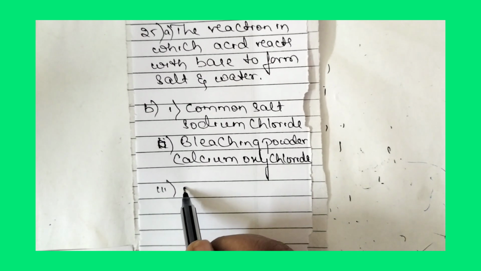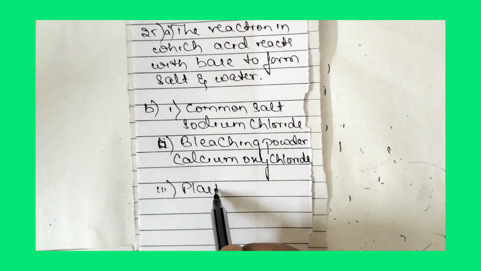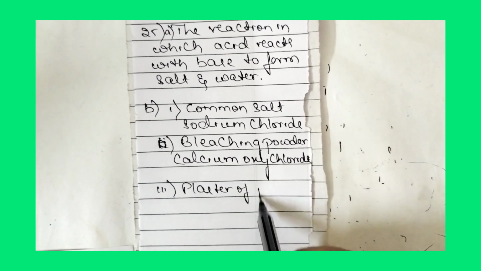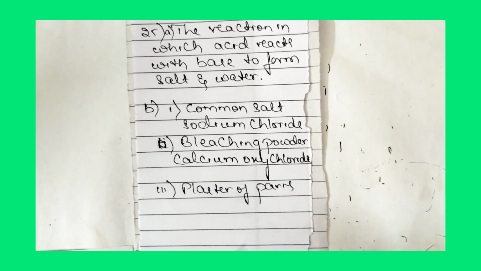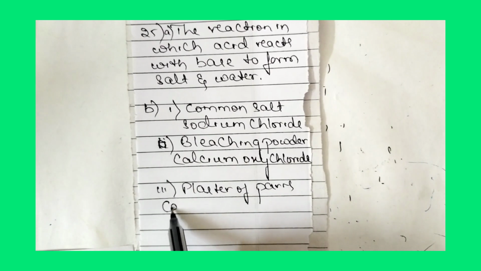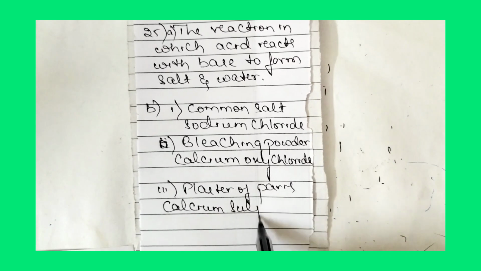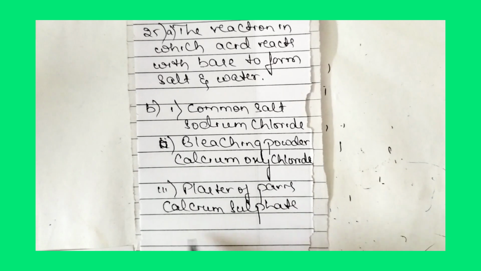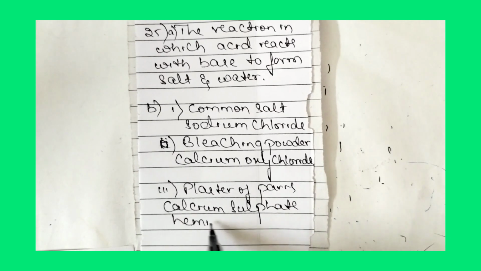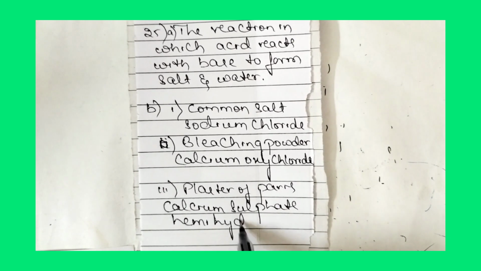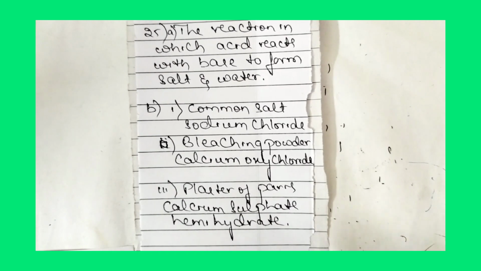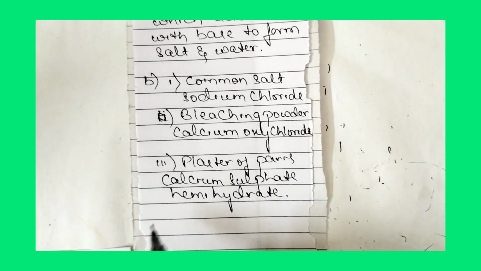Then the third one, plaster of Paris. So let us write what is the chemical name of plaster of Paris. That is calcium sulfate hemihydrate. Calcium sulfate hemihydrate is the chemical name of plaster of Paris.